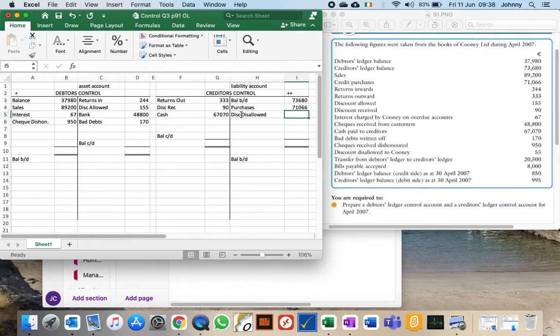And it's disallowed to Cooney. Now, if it said disallowed by Cooney, it means it would be to do with debtors. So there would be a plus on debtors. So it's 55. Next, transfer for debtors ledger to a creditors ledger.